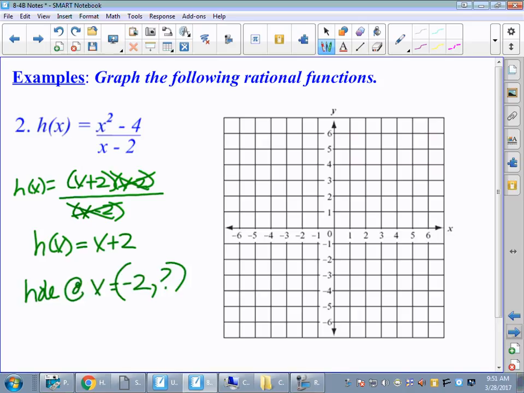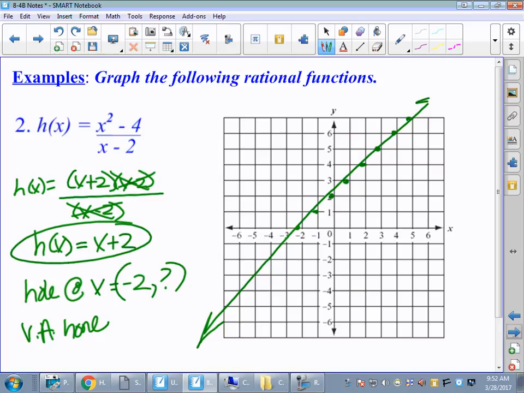I really don't care what the ordered pair is. Just put a little question mark. But it's going to be a hole at that ordered pair. There are no vertical asymptotes. There is no horizontal, so I'm going to write none. So I'm going to go ahead and graph x plus 2. It's a line. I start at positive 2 on the y-axis. I count up 1 over 1 for my slope, and down 1 to the left.